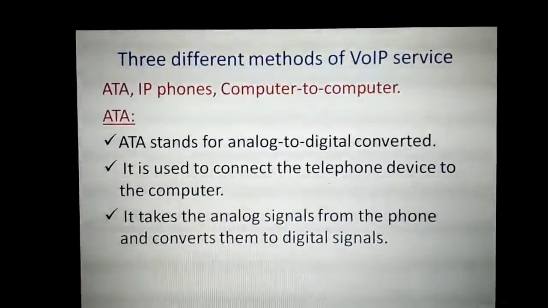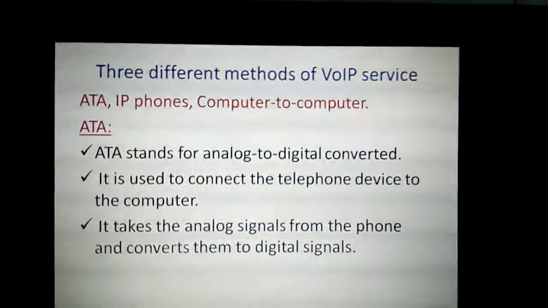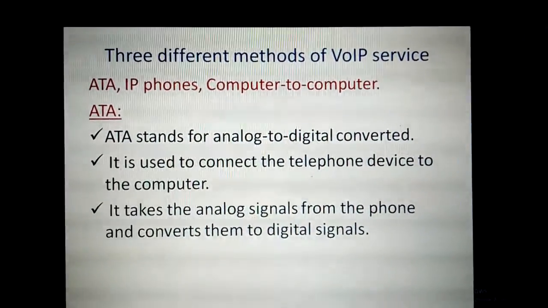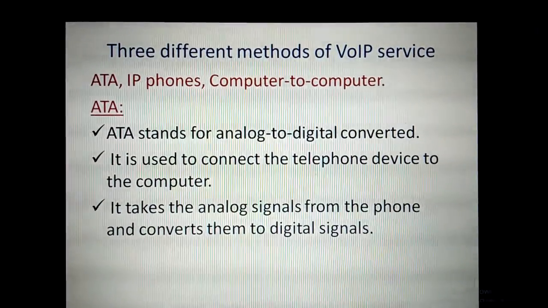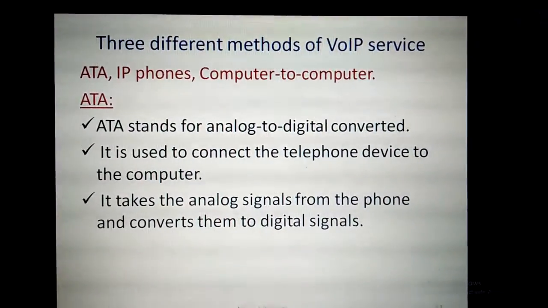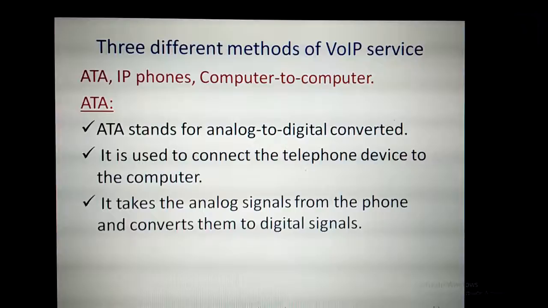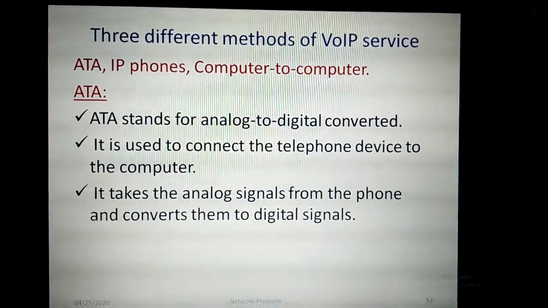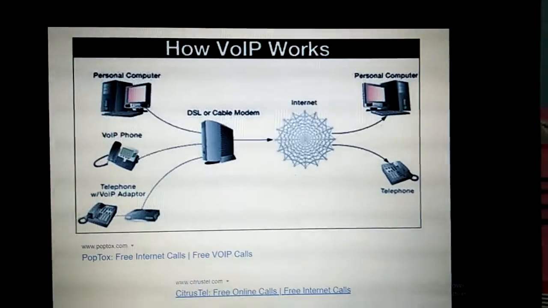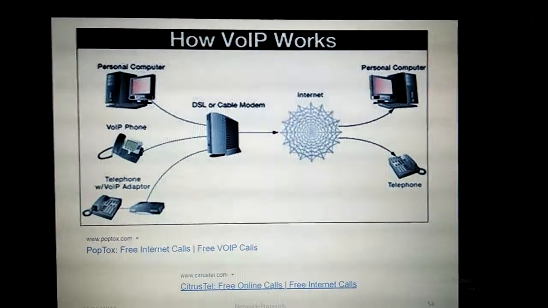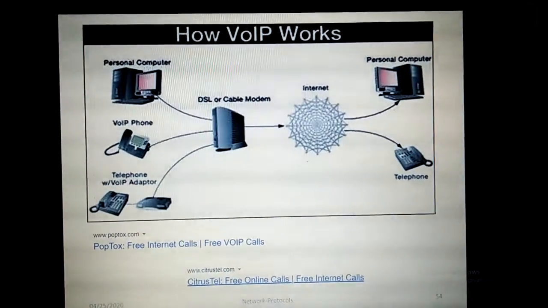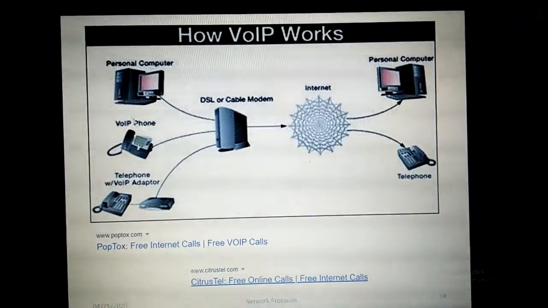That means analog to digital conversion is required here, because on the sender side the contents are sent as an analog signal, and on the receiver side the signals are going to be received as digital signals. So it takes the analog signals from the phone and converts them to digital signals. In the ATA case, the VoIP protocol is used in order to transmit the phone calls as digital signals.